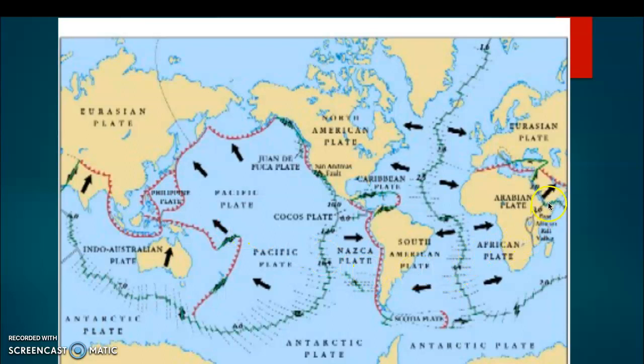You can see which direction these things are going. So parts of Africa are moving this way. We're getting further and further apart from Europe and Africa. And you can see kind of more or less the direction of how this goes.